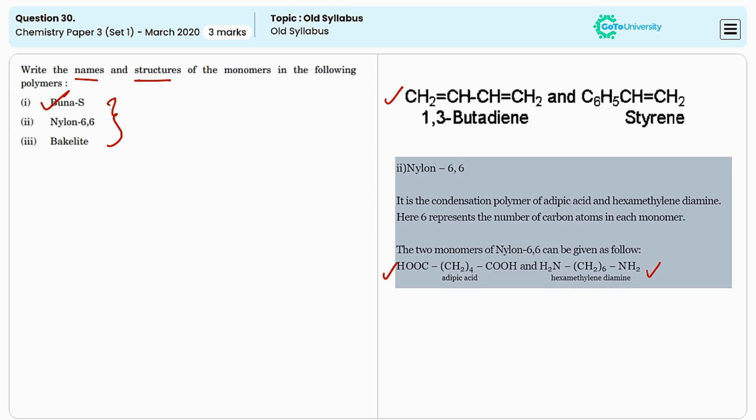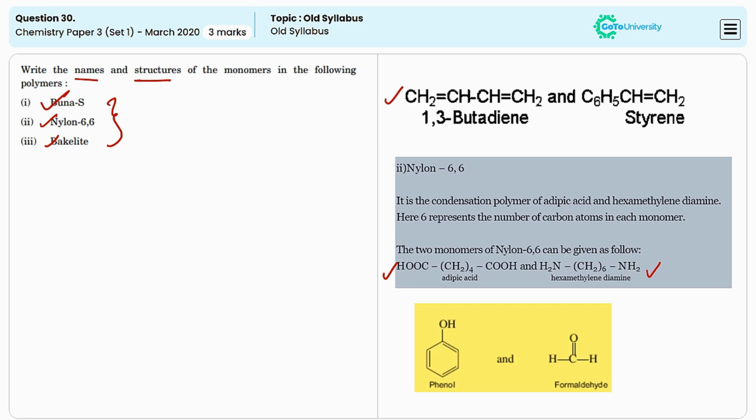The third one is Bakelite. This is another type of synthetic plastic made from phenol and formaldehyde by a process known as polymerization. It is known for its hardness and heat resistance, and it is used in electrical insulators, kitchenware, and various industrial products. It was one of the first plastics made from synthetic materials and revolutionized material science.